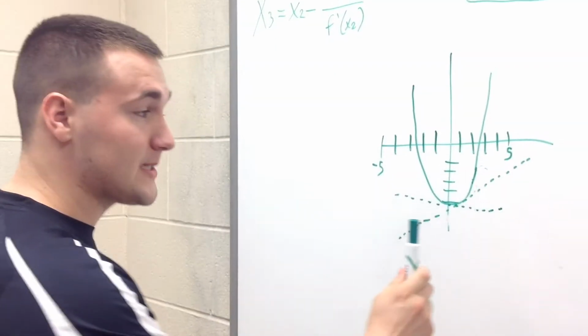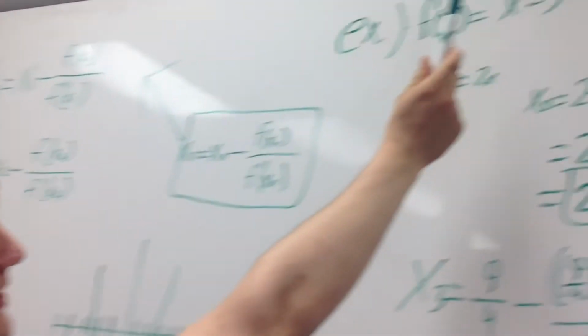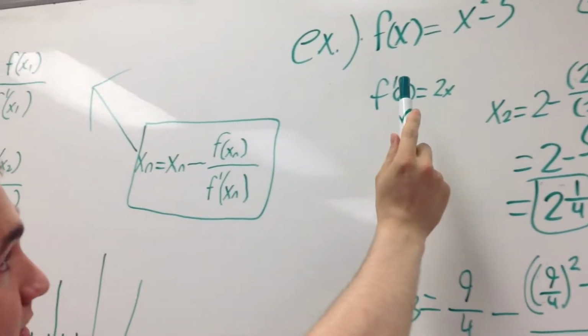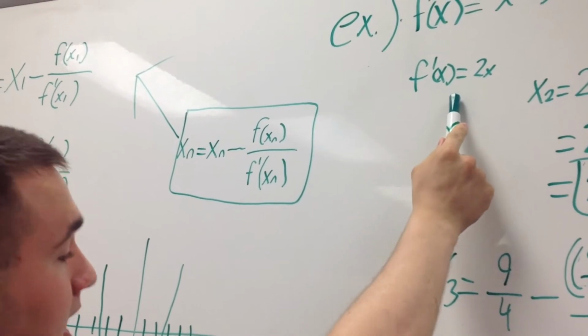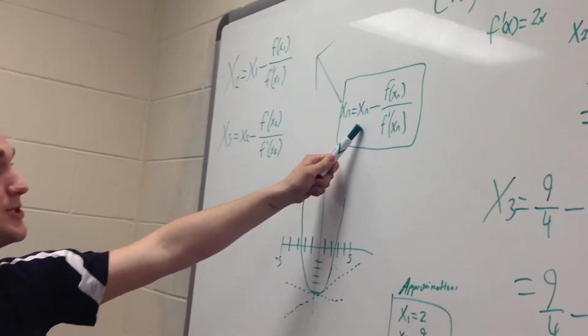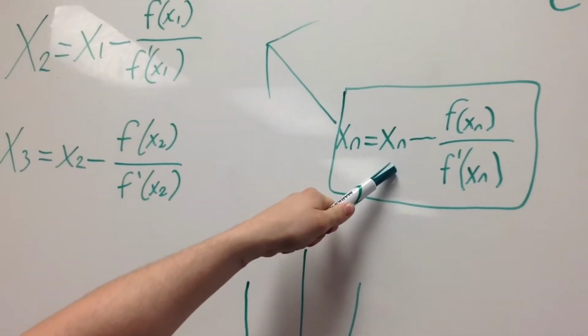Using Newton's method today. By using Newton's method, you can find an approximation of a point using a function. Today we're going to be using the function x squared minus 5. The derivative of that will be 2x. By doing so, we use Newton's method to approximate the points x1, x2, and x3.